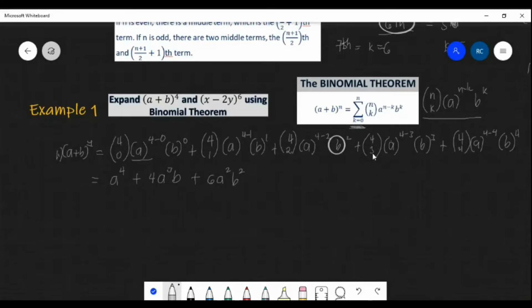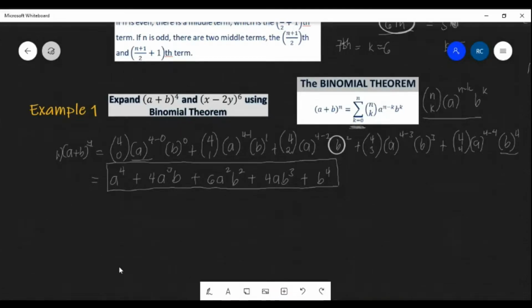Okay. 4 combined 3, magkasunod. So ang sagot dyan yung nasa taas, and then a b cube. Plus 4 combined 4, parehas sila. That is equal to 1. And then 4 minus 4 is also 0. That is also equal to 1. Ito na lang yung ating i-simplify, b raised to 4. At ito na yung expanded form ng ating given.